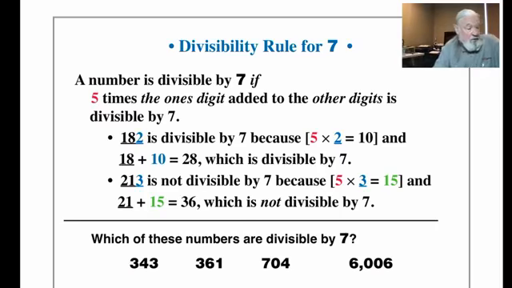A number is divisible by 7 if, and this is where things are a little different than we're accustomed to, if 5 times the ones digit added to the other digits is divisible by 7. And I think, again, an English translation of this is probably going to be helpful. So let me do a whiteboard demonstration here. Okay, let's get over to the whiteboard.